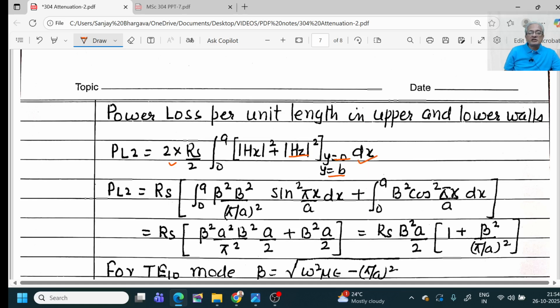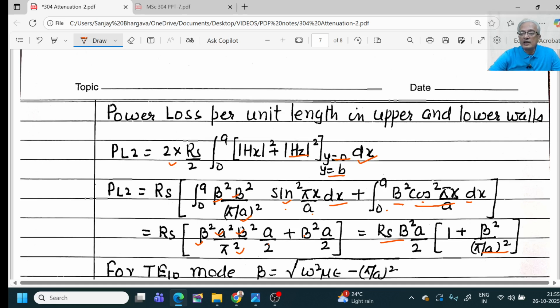Substitute hx and hz. So integral from 0 to a of beta squared b upon (pi by a) whole squared sin squared (pi x upon a) dx. Similarly, integral from 0 to a of b squared cos squared (pi x upon a) dx. So this would be equal to beta squared a squared b squared upon pi squared. This would give me a by 2 plus b squared, and this would give me a by 2. So I'll have Rs b squared a by 2 into 1 plus beta squared upon (pi by a) whole squared.